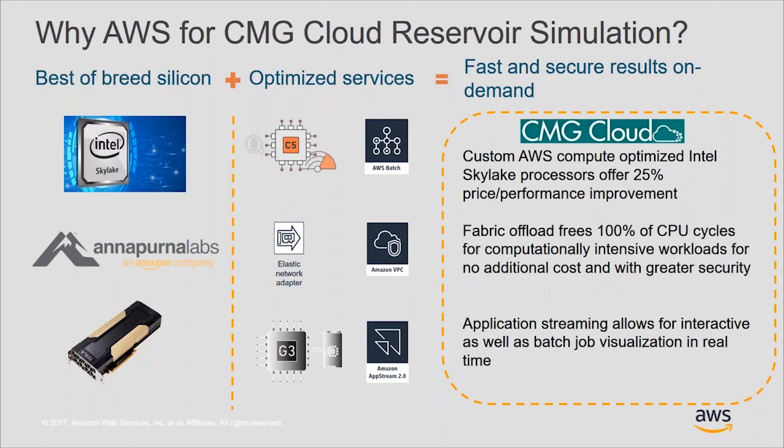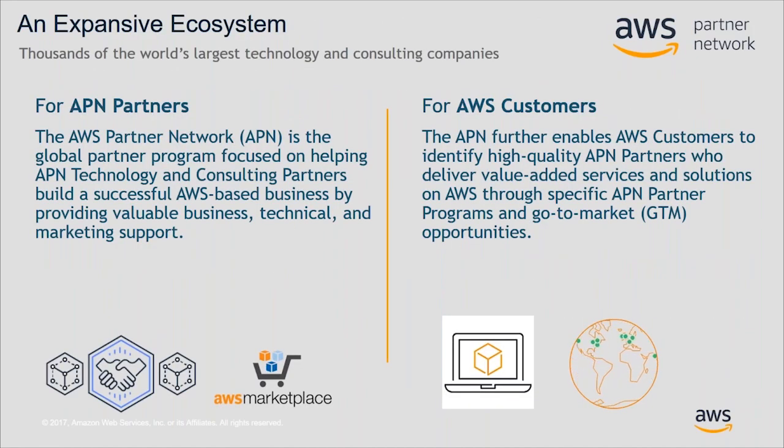And finally, at the end of the day, when it comes to virtualization, which is only a tool for the engineer, Amazon AppStream 2.0 running on EC2 G3 instances gives you access to Windows desktop applications through a web browser. With initial positive feedback from CMG customers, we're excited to work with CMG to make this capability available within the CMG cloud.